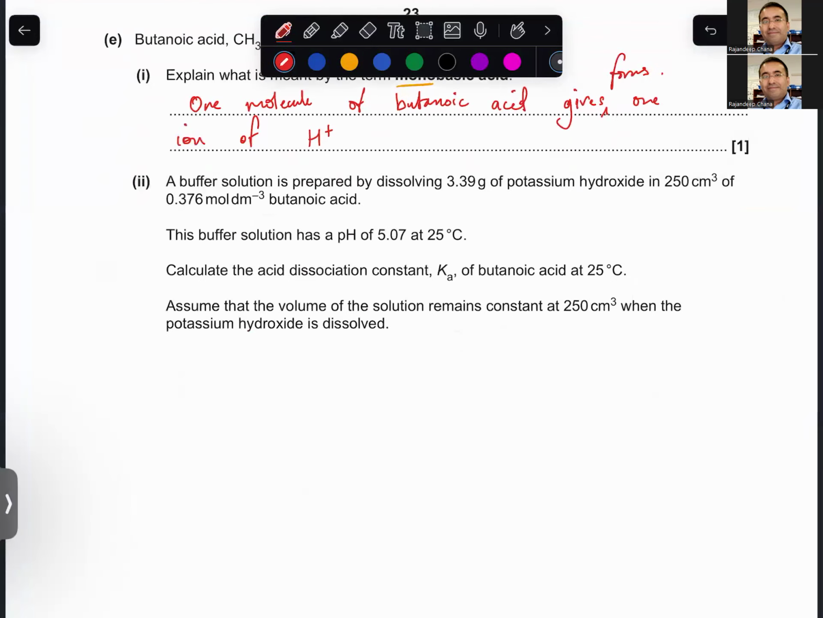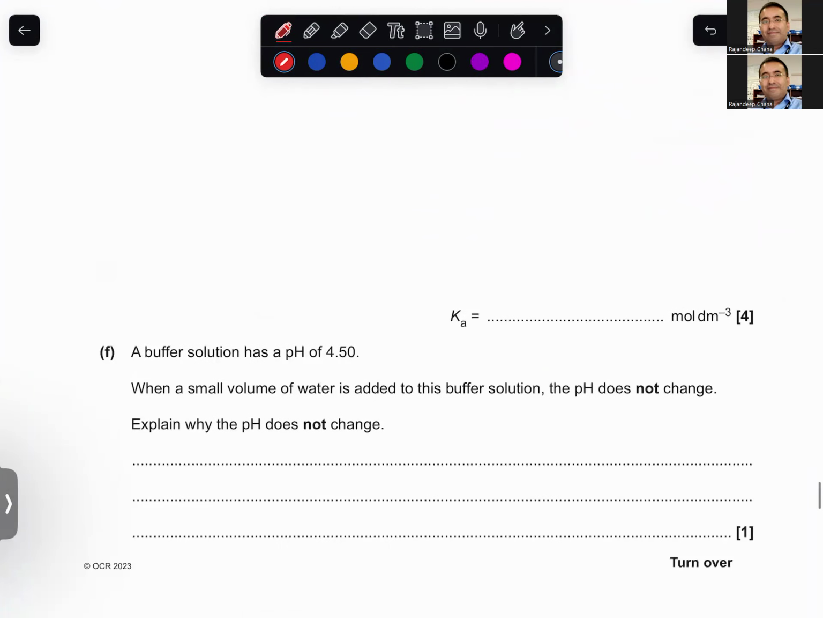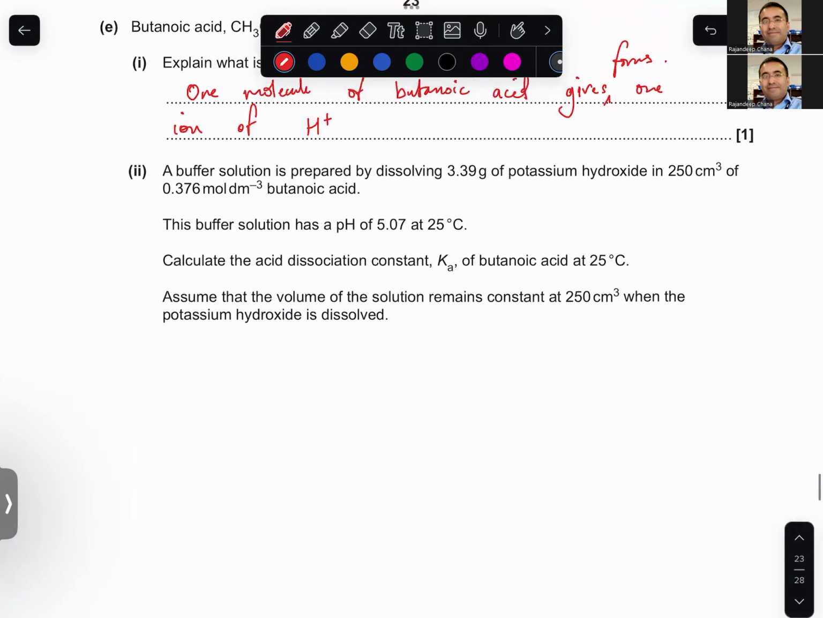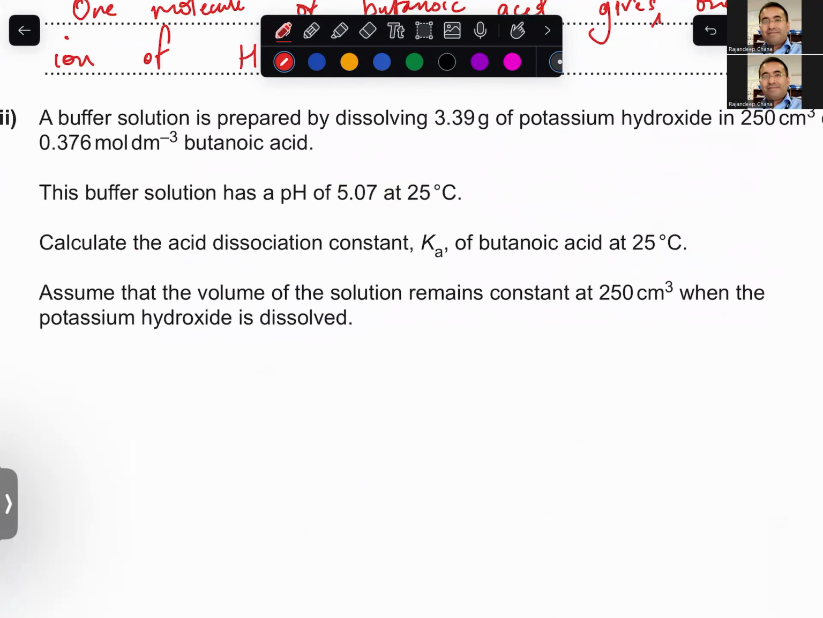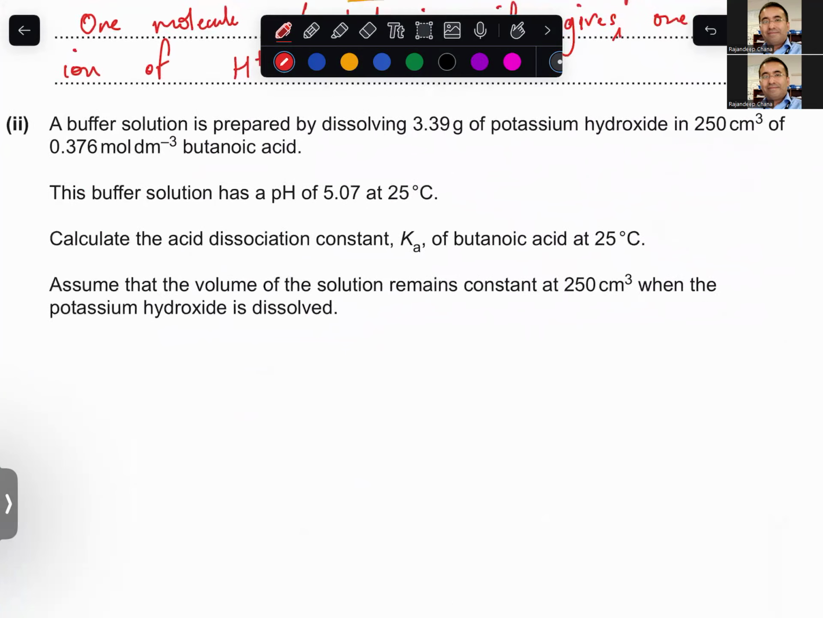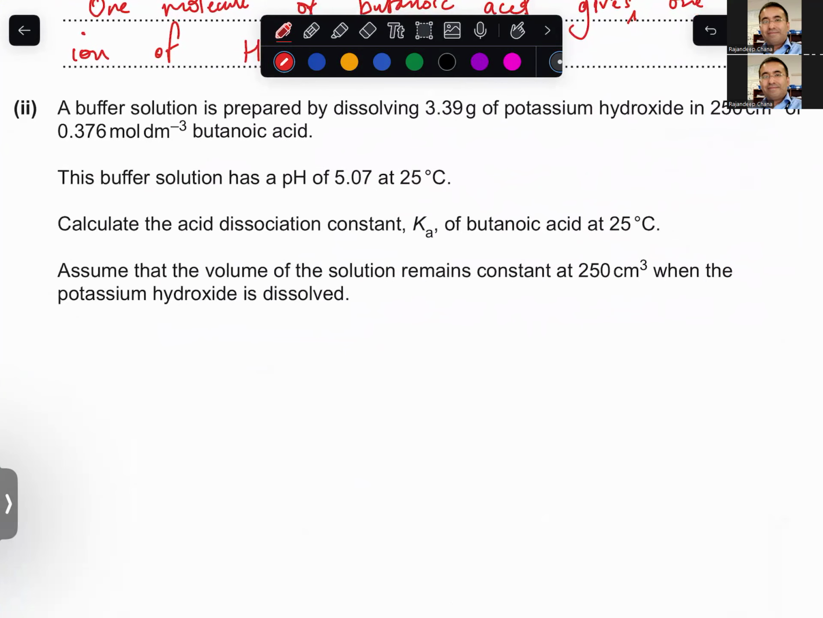Now this next question is a buffers question, and it's worth 4 marks. It's a big calculation here. Now, what is a buffer solution? A buffer solution is where it maintains its pH on the addition of a small amount of an alkali or an acid. So it maintains the pH of that solution. Now, you've got this. Oh, they want you to work out the Ka.